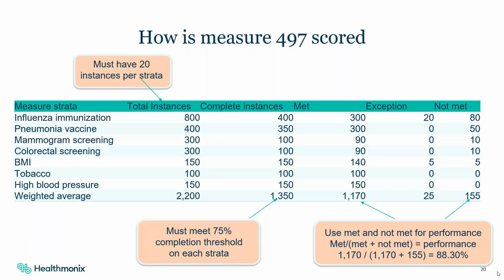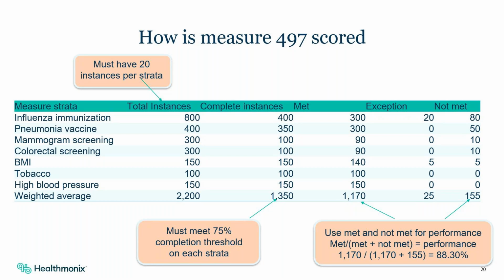I do want to point out that strata 1 being leveraged for depletion and strata 2 being leveraged for tobacco cessation performance is applied in MIPS Pro. So we will pick the correct strata to roll into each of those calculations. For your weighted average, you're going to want to meet the 75% completion threshold at the weighted average level.